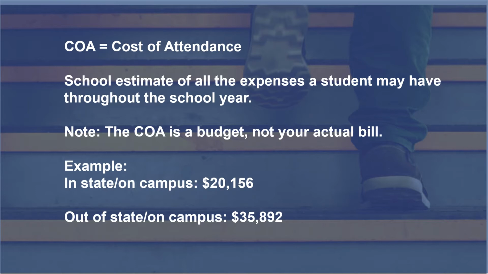to cover your expenses. The examples that we have listed here are for on-campus, in-state students and for on-campus, out-of-state students. Once again, this is not your bill. This is not what you're actually going to pay to the university, but you may want to keep this in mind as you plan for how much money you're going to need. So let's take a look at what you will probably see on your bill.